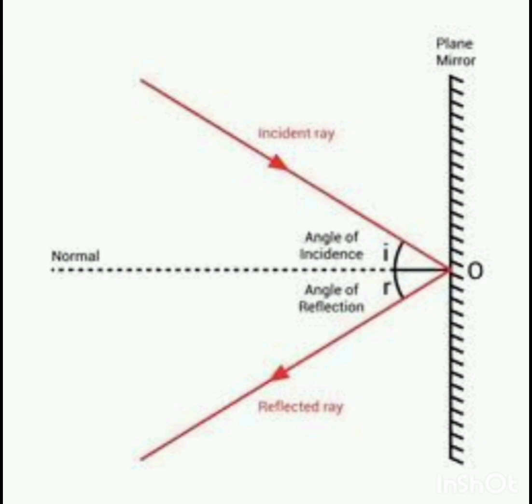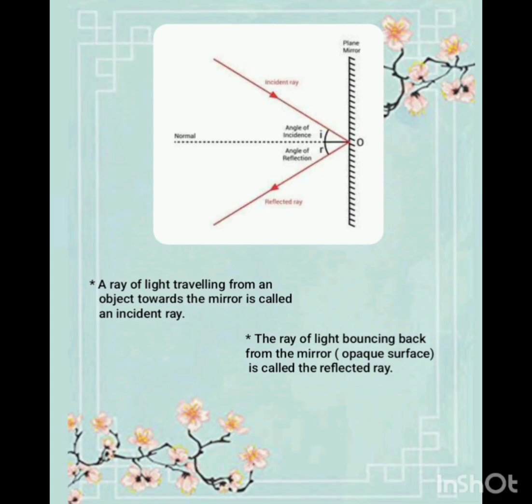When light falls on the smooth and reflecting surface of the mirror, it is bounced back in a different direction. This phenomenon is called reflection. A ray of light traveling from an object towards the mirror is called an incident ray, and the ray of light bouncing back from the mirror is called the reflected ray.